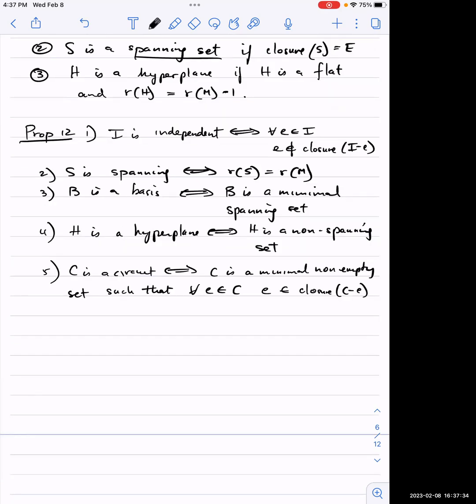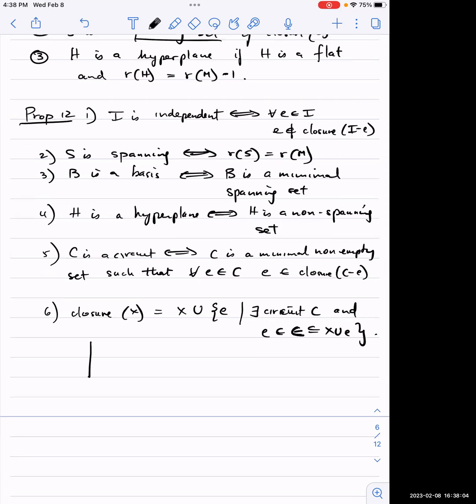All right. And 6, closure of X is the set of all X union E such that there exists a circuit C and E is in C contained in X union E.